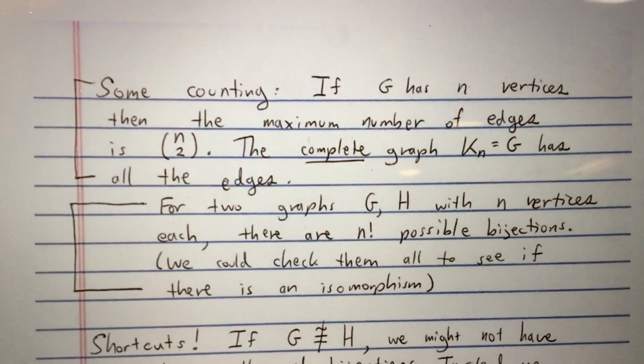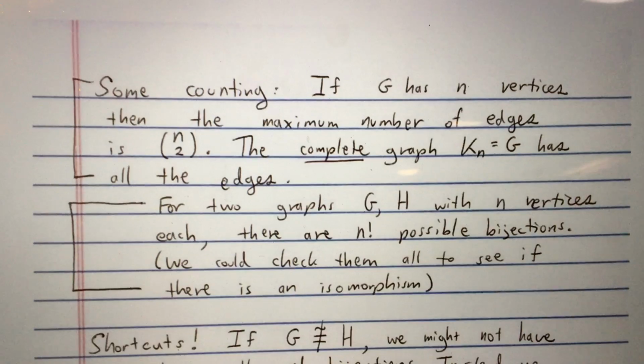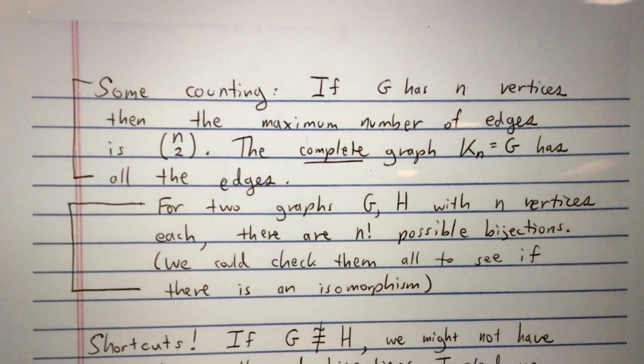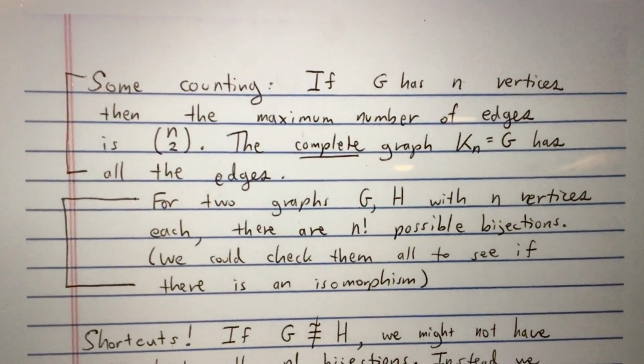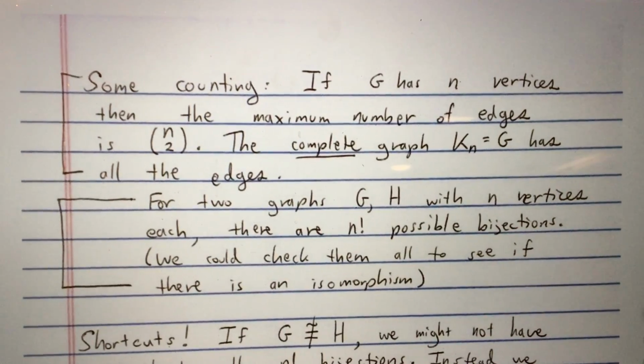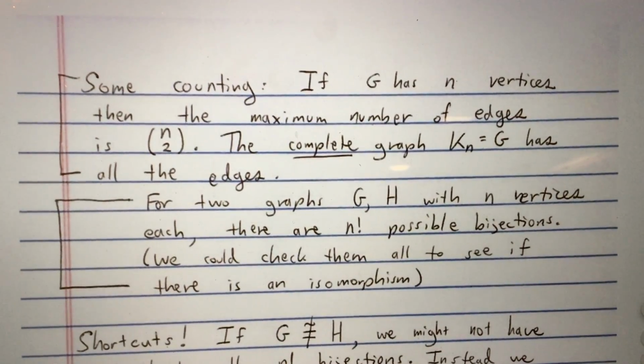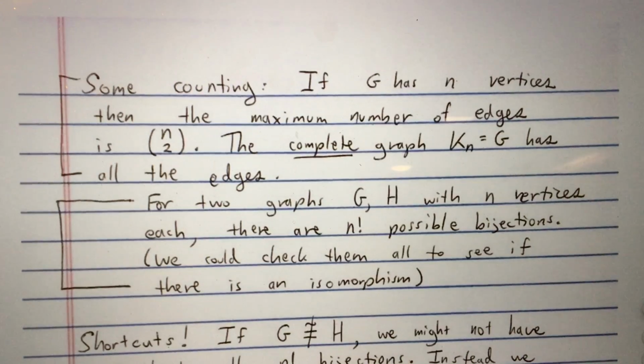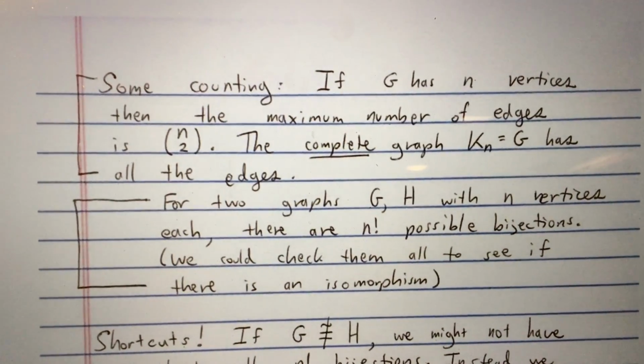n choose 2. If you pick every single one of them, make every single edge that you can, you call that the complete graph. The usual notation is capital K sub n. K for complete, I guess. Well, probably in German.